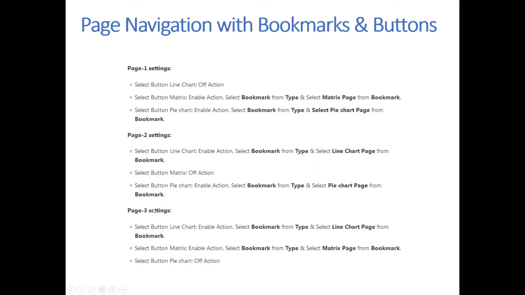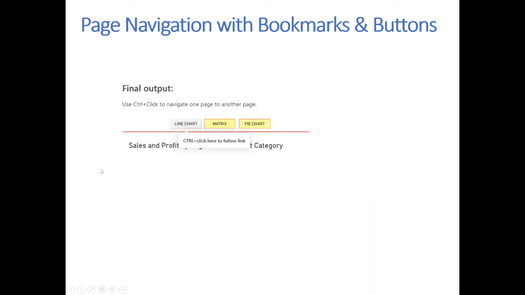And then similarly for Page 3 settings, only the third button will be off. The other two are on, leading to their corresponding pages. Then the final output: use Ctrl+click to navigate from one page to another page.